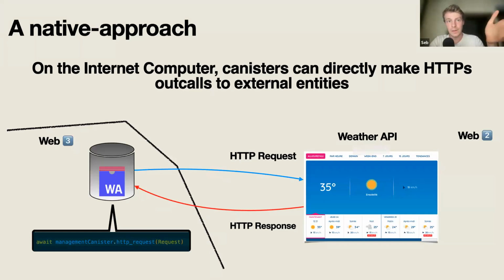So on the Internet Computer, it's a native approach. Canisters can directly make HTTP outcalls. Essentially, it's how you can see it in the image. It's as simple as calling the management canister and doing an HTTP request. Then you have to provide, of course, the parameters for the request. But it's one line and it works like this. And so you can call any Web2 service. You can interact with a weather API or Coinbase or any kind of service that you want. So yeah, it looks like magic.